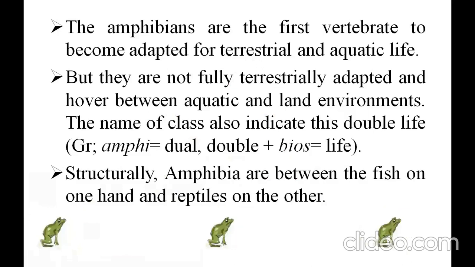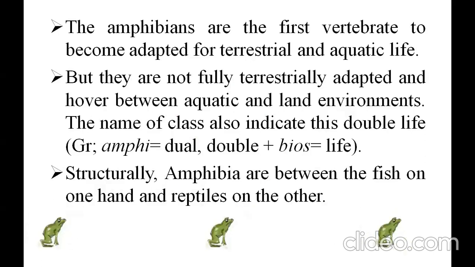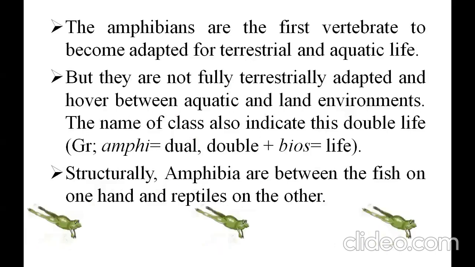The amphibians are the first vertebrates to become adapted for terrestrial and aquatic life. Hence, they have a dual mode of life, and they are called amphibians. They are accommodated for the aquatic system as well as for the land or terrestrial system. Because of this, they are indicated as amphibian. There is a dual mode of life.